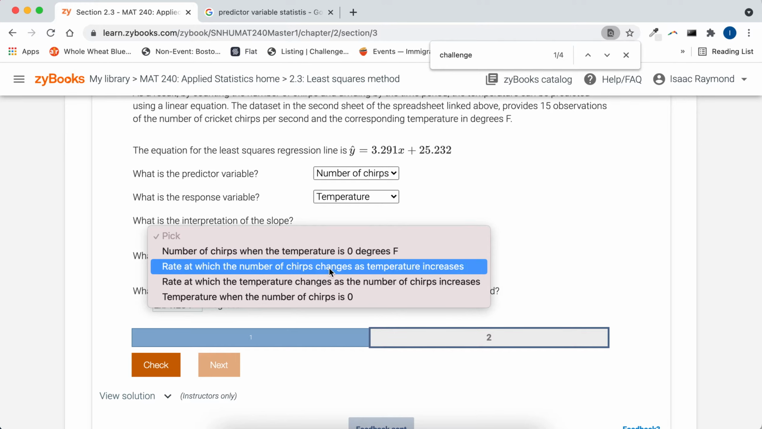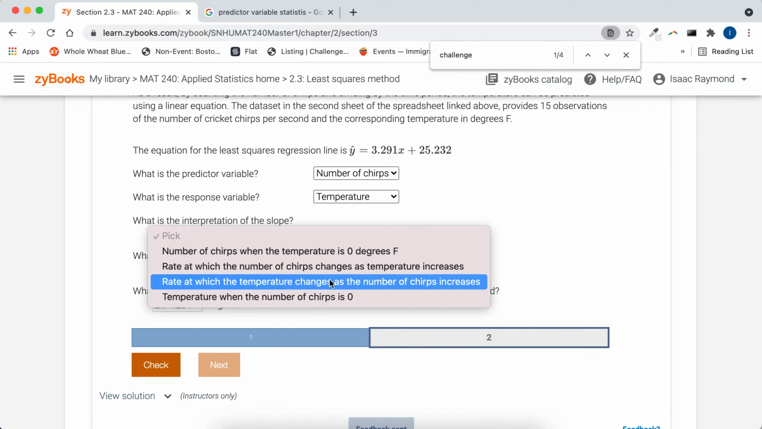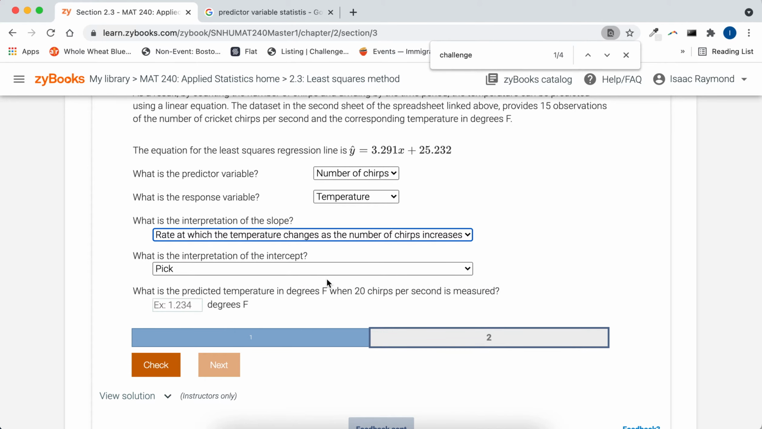And a slope is always talking about the change in the y variable based on one increase in the x variable. So what that means is, since they're telling us the y variable is supposed to be temperature, the slope should be the rate at which the temperature changes as the number of chirps increase. Whereas interpretation of the intercept, that's what the y variable is when x equals 0.